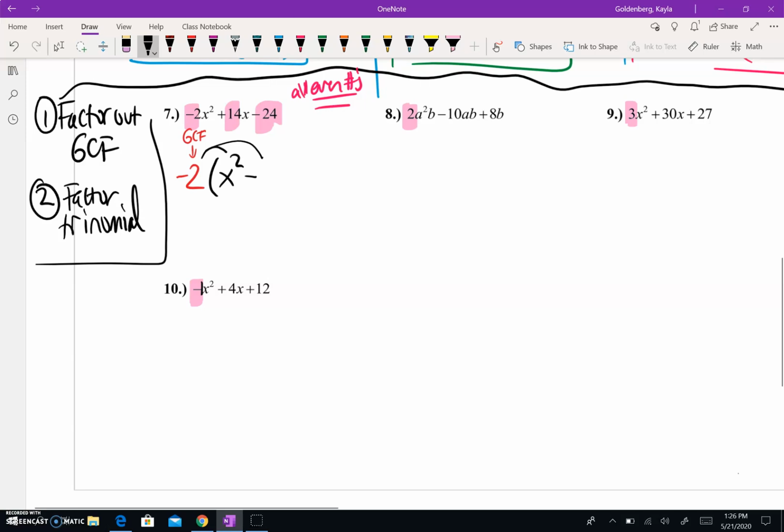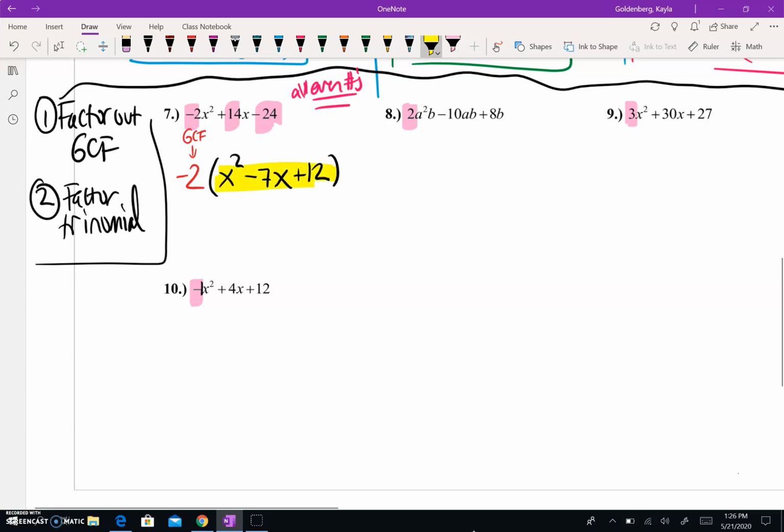We would need a -7x, right? Because the 2 negatives will make a positive. And -2 times what is going to be -24? That'd be a +12, because a +12 times a -2 would make that -24. Okay, so now we've done like first step, and we're done with that step.